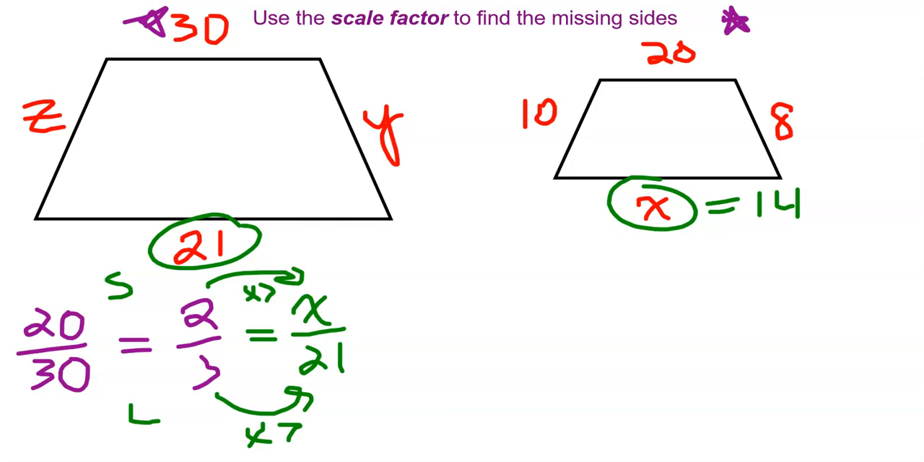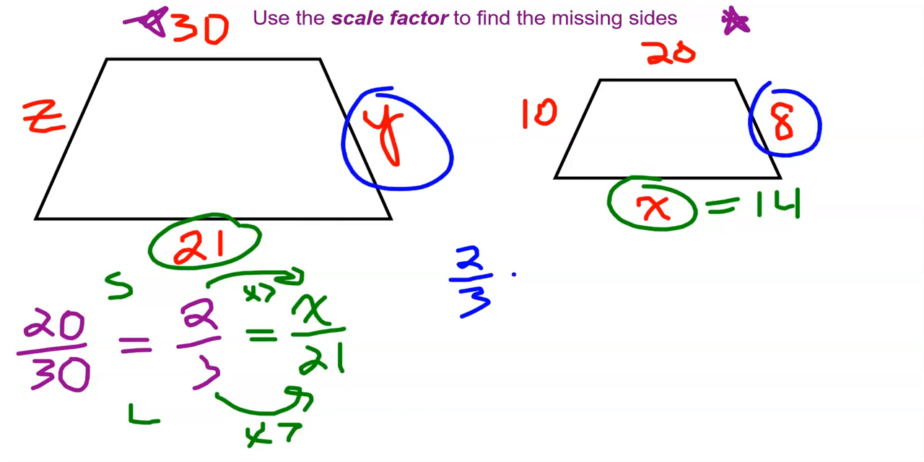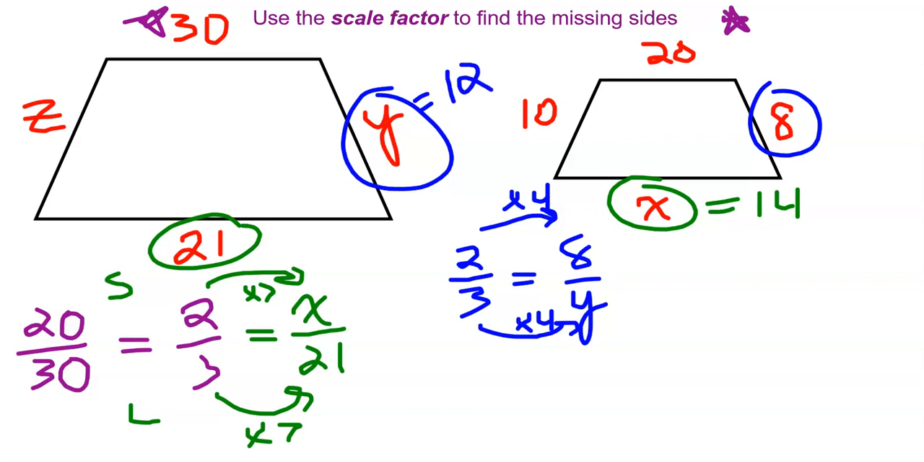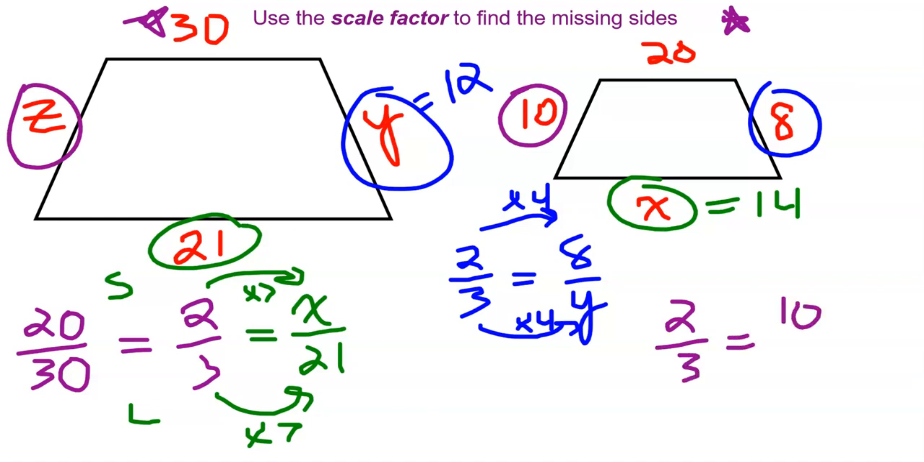So here, using the same ratio of 2 to 3, y is in the larger figure and is relative to 8, so 2 over 3 is equal to 8 over y, because the 3 comes from the 30, which is in the larger of the two figures. Again, 2 times 4 is 8, so 3 times 4 is y, which is 12. And then finally, for z and 10, we know that 2 over 3 is equal to 10 over z. Multiply each of them by 5 and get z equals 15.